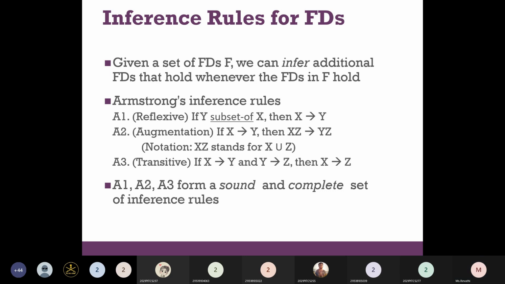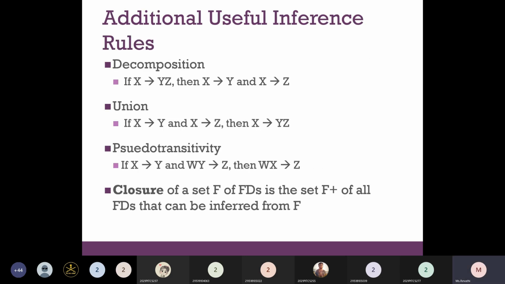Apart from this, we have some additional useful inference rules. Decomposition, union, pseudo-transitivity, and closure are the additional inference rules. Decomposition means, suppose there exists a functional dependency X determines YZ, then we can decompose the relation into two relations, one having X and Y and the other having X and Z. So this is known as decomposition.